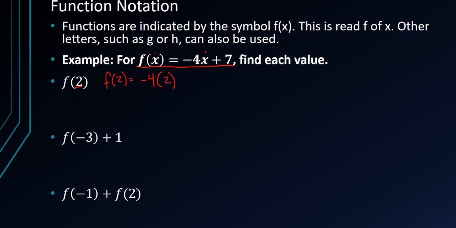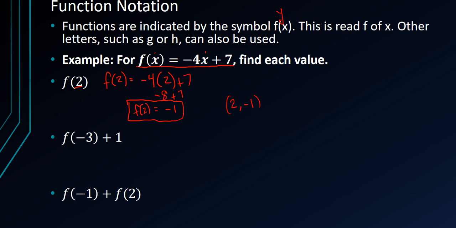Now this is not f times 2, this is f of 2. So we're not going to change this left side at all. The right side though, you have -4 times 2 is -8, plus 7 is -1. So f(2) = -1. And you can read that as when 2 is substituted in for x, I get -1 for y. So f(x) is kind of like y actually. So we would know if we were to graph this, that this ordered pair (2, -1) would actually be on my line. So when x is 2, we get -1.